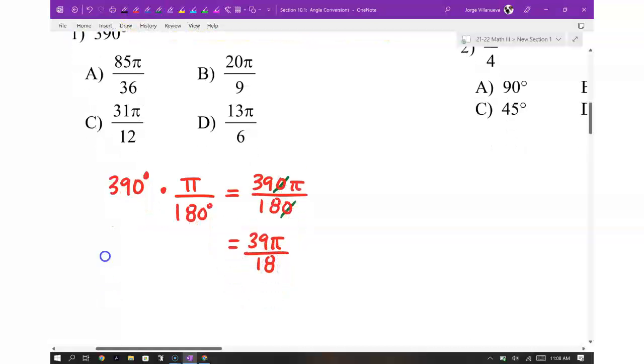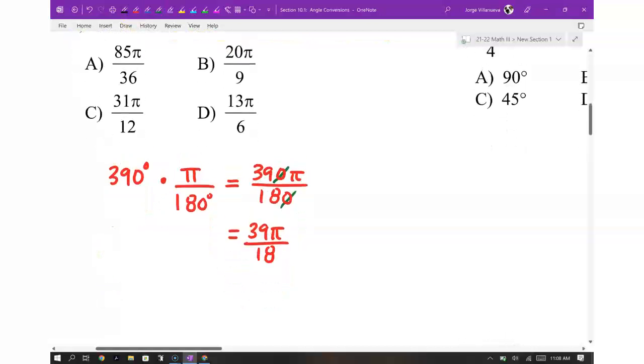What number can divide 39 and 18? Anybody know? 3. Yeah, 3 will work. 39 divided by 3 is 13. 18 divided by 3 is 6. Here's your answer: 13 pi over 6. That is your radian measure.